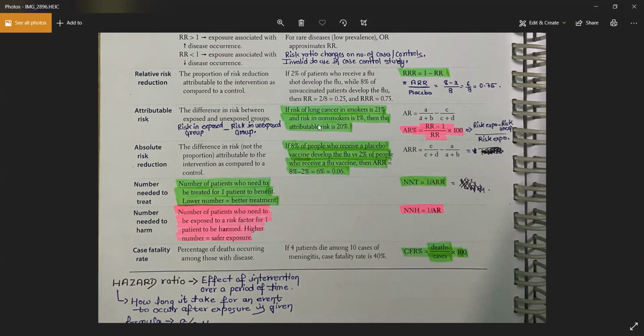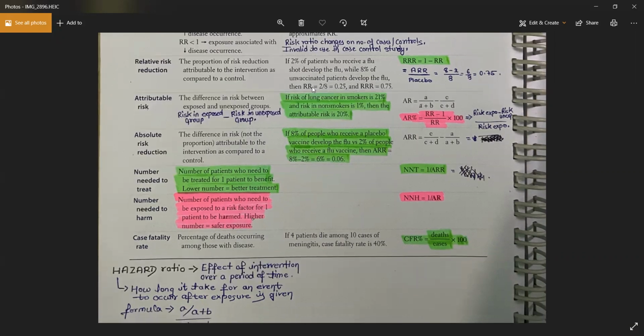And when Step 1 asks you the relative risk reduction, you need to just divide it by the 8%. So 6% by 8%, this will come out to be 0.75. Similarly, with one single formula, you can target both the conditions, both the terms very easily, right? Then comes the number needed to treat and the number needed to harm.